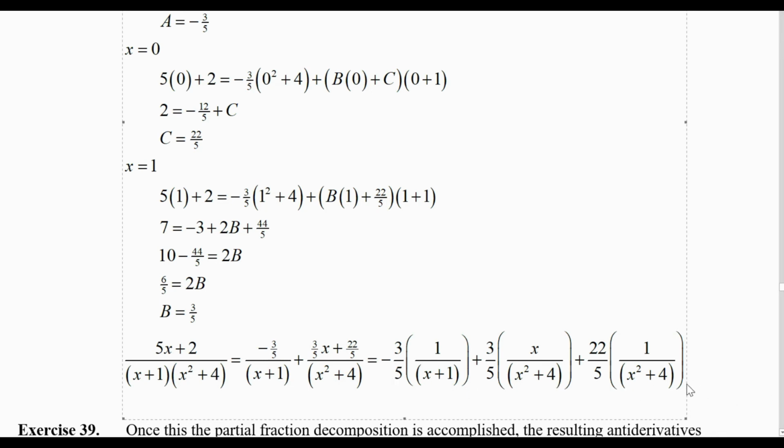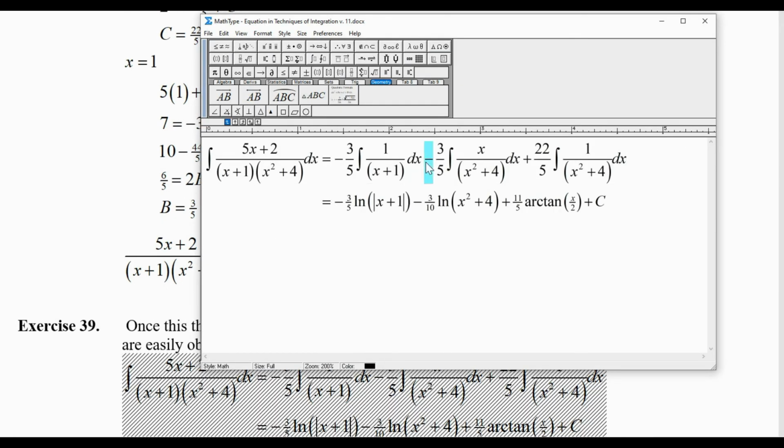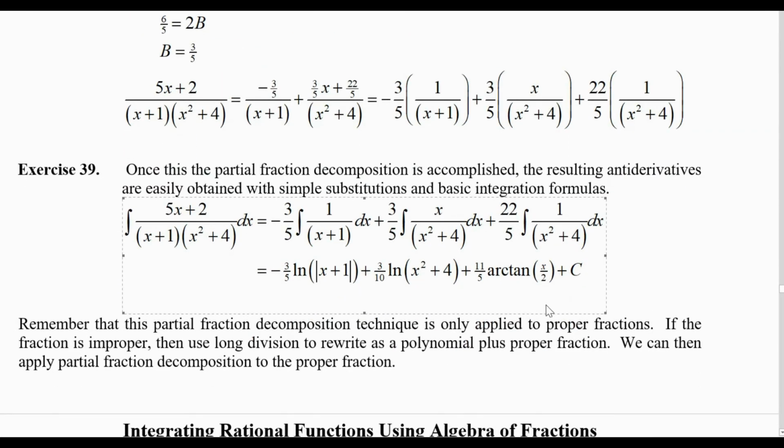I did that like this because in the next step of doing this in an antiderivative, this is going to be the best way to have it. I believe this was a plus 3/5. We fixed that. But then notice it's pretty easy to find antiderivatives in that last form. Let's look at it here. 5x plus 2 over x plus 1 times x squared plus 4. Again, that's -3/5 times this integral, this one, and this one.